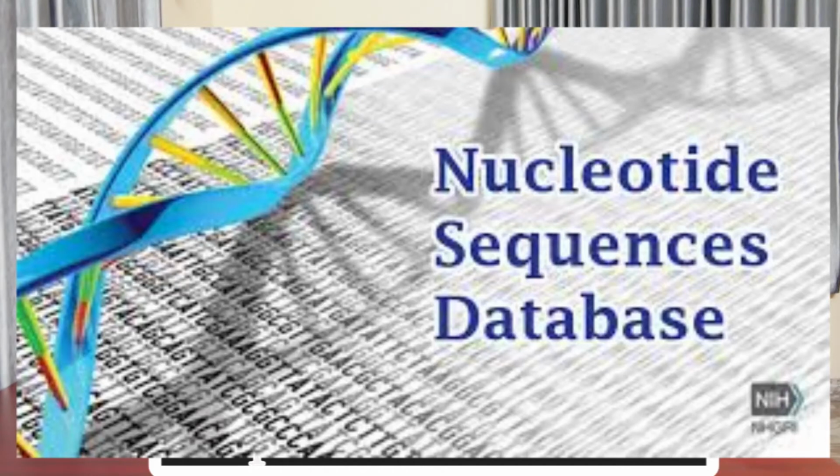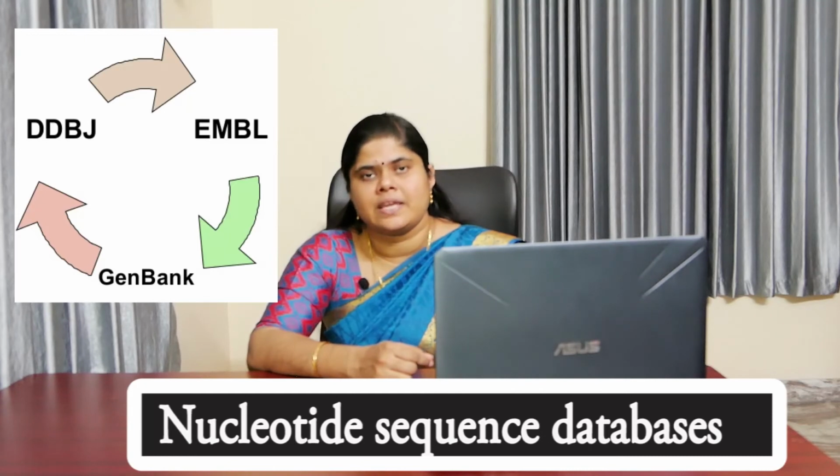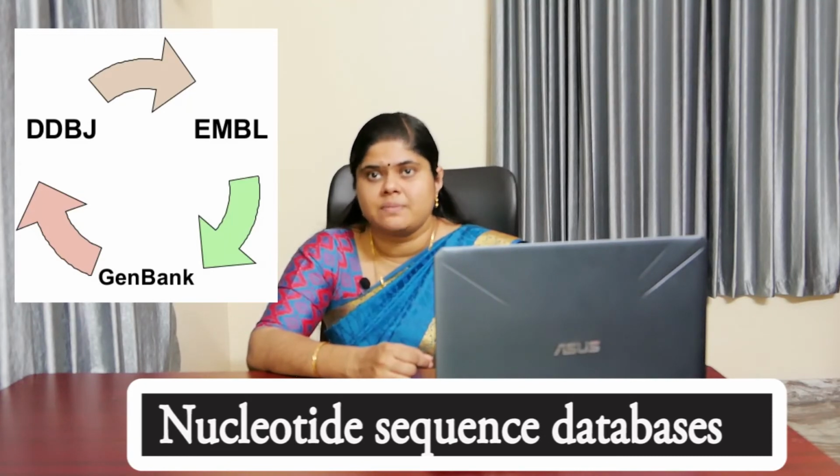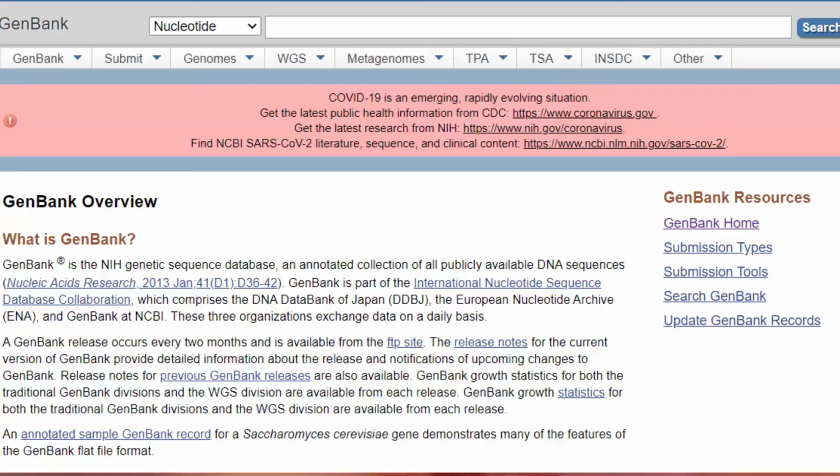There are three major public sequence databases that store raw nucleic acid sequence data produced and submitted by researchers worldwide. They are GenBank, the European Molecular Biology Laboratory Database, and the DNA Data Bank of Japan, that is DDBJ, which are all freely available on the internet. The GenBank database is perhaps the best known nucleotide sequence database available at the NCBI.